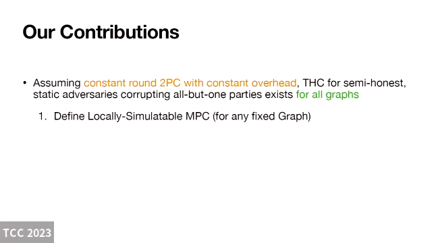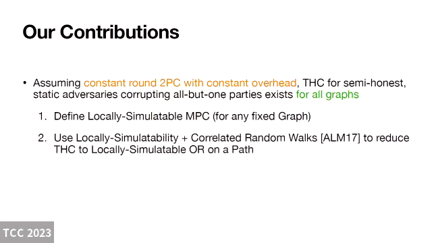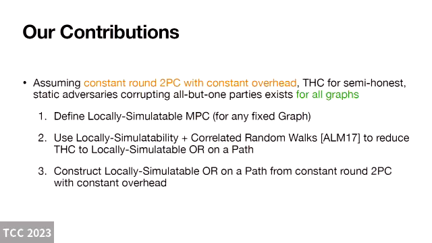So along the way, we define this locally simulatable MPC for any fixed graph notion. Then we show that using this notion, as well as the correlated random walks idea from ALM 17, you can reduce THC to just building a locally simulatable OR protocol on the path. Okay, and finally, we construct such an OR protocol from constant round 2PC with constant overhead. So in the remainder of the talk, I'll dive into these 3 points.